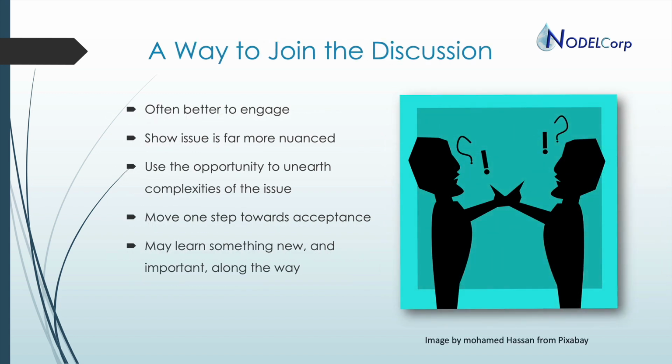But I see it as a way to get involved in the discussion. And in this case, when people face you with a false dilemma, we can discuss how the issue is actually more nuanced than that. Use it as an opportunity to unearth complexities of the issue, and perhaps move one step towards acceptance. And I've also seen that we actually may learn something new and important along the way. So often by engaging with folks at this level and in this sort of tactic, we can find out where we can fix things and be a little bit better understood, or maybe we need to adjust our approach somewhat to make it work better.